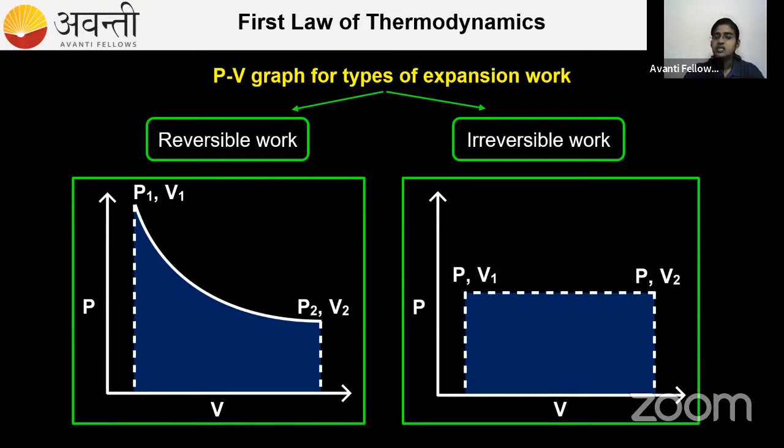So area under the PV curve will give me the work done of that process. If the area is more, then the work done is also more. If the area under the PV curve is very less, then the work done is also less. Okay. So very important relation. So the work done for any process will be equal to the area under the pressure volume curve. Okay, very important relation.